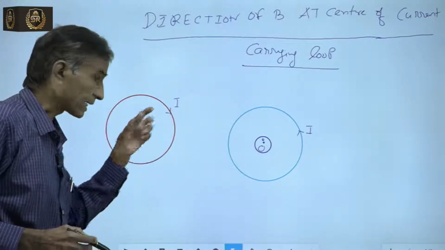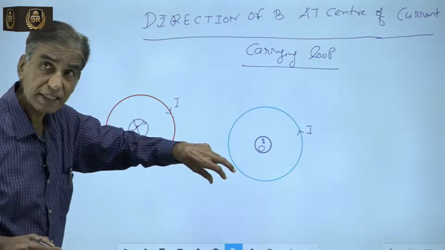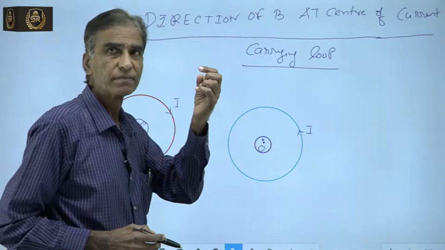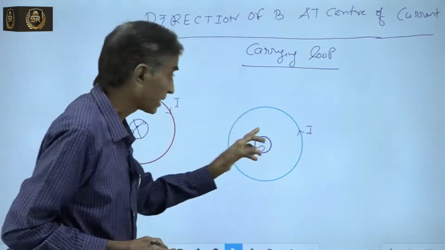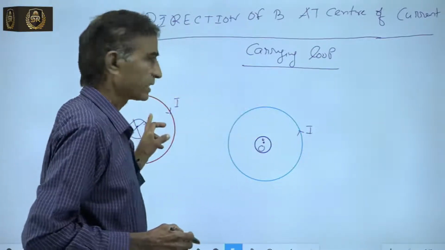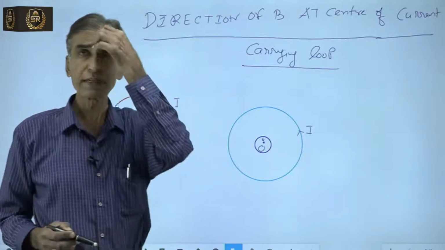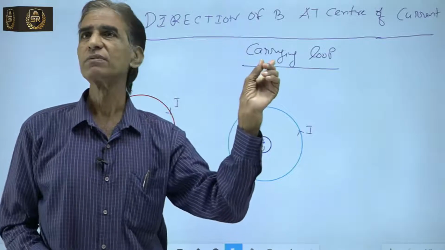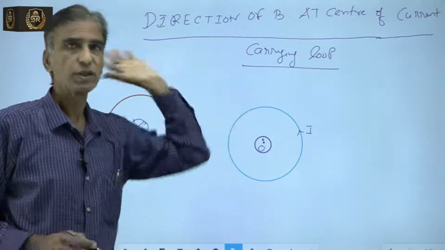So clockwise current at the center gives a field into the plane, and anti-clockwise gives a field out of the plane. So if you remember these three, that is more than enough for us. Straight current I told you, and circular current I told you.